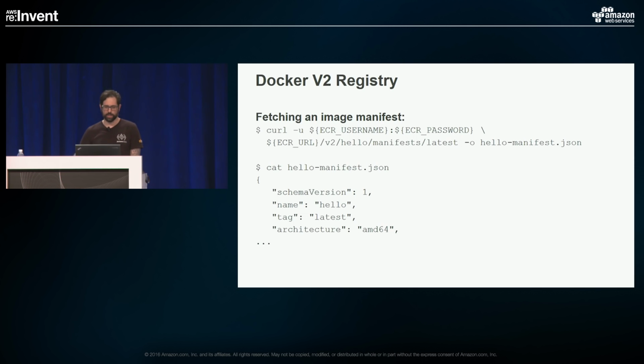We can start to see the beginning of this JSON file, and that's all an image really is. It's just a JSON file with data. In this particular case, it's showing schema 1. Currently, ECR supports manifest schema 1. We're going to be supporting schema 2 very shortly. You can see that this has our image name and our tag inside of it, as well as the architecture.